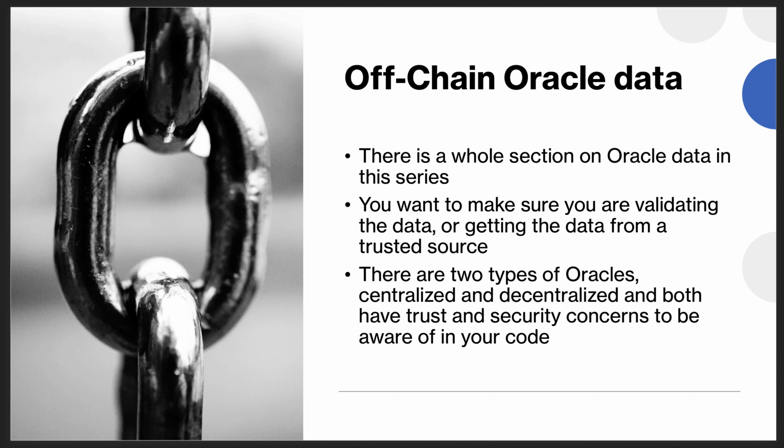The other one too is Oracle. We do cover a section on Oracle data in this series, so just be really aware, go through that. But you want to make sure you're validating the data, getting the data from a trusted source. Now there's two types of oracles to work with, centralized and decentralized. Both have trust security concerns, and you just need to be aware of that when you're writing your code, and plan for downtime, plan for something to go down, plan for data to be outside of bounds, time aware for all the data that's coming in off the Oracle.